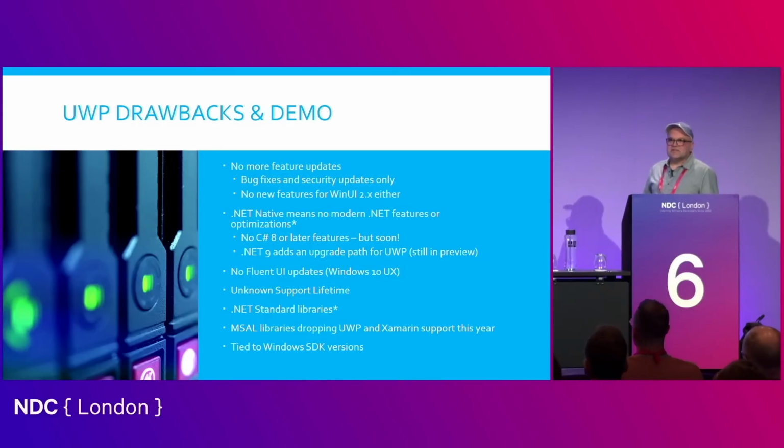.NET Standard libraries. So if you're not moving to .NET 9, you have to rely on .NET Standard, which is not really a thing anymore. It's still out there, but now that .NET runs everywhere, .NET itself has become the standard. So not every third-party library is supporting .NET Standard anymore. MSAL, the Microsoft security libraries, announced that they're no longer supporting .NET Standard or Xamarin and UWP. And it's also tied to the Windows SDK versions, like I mentioned earlier.